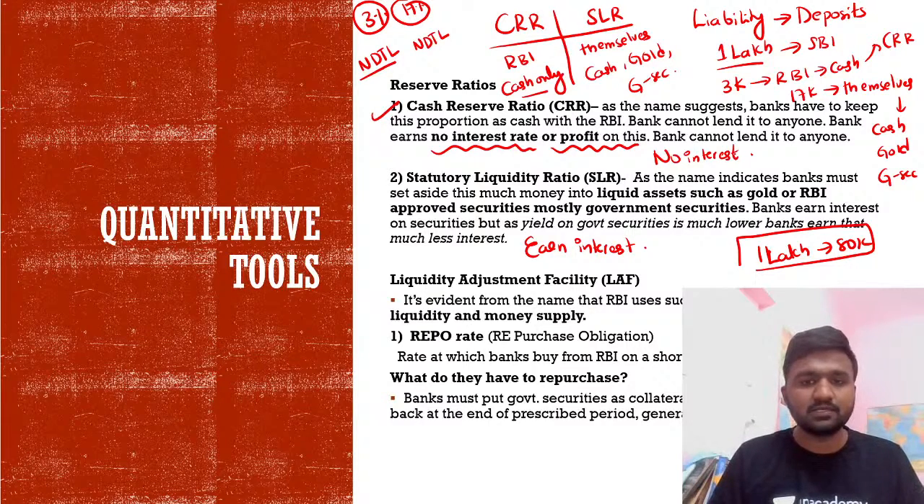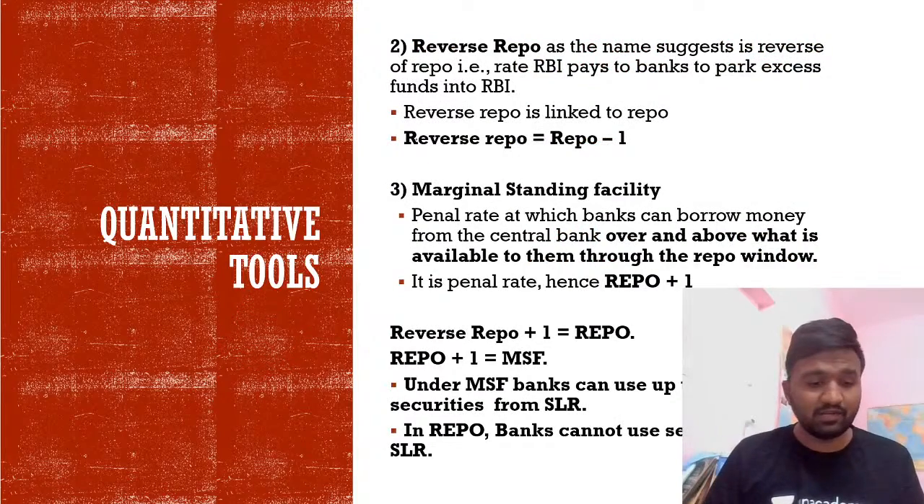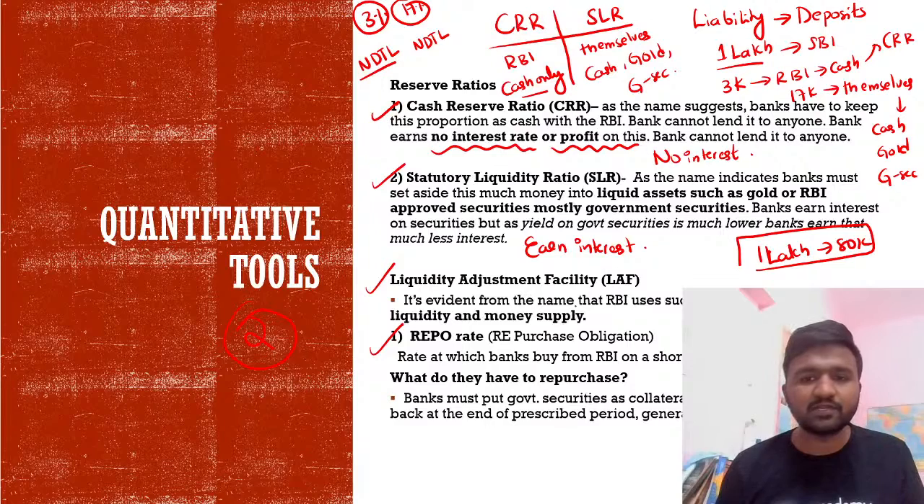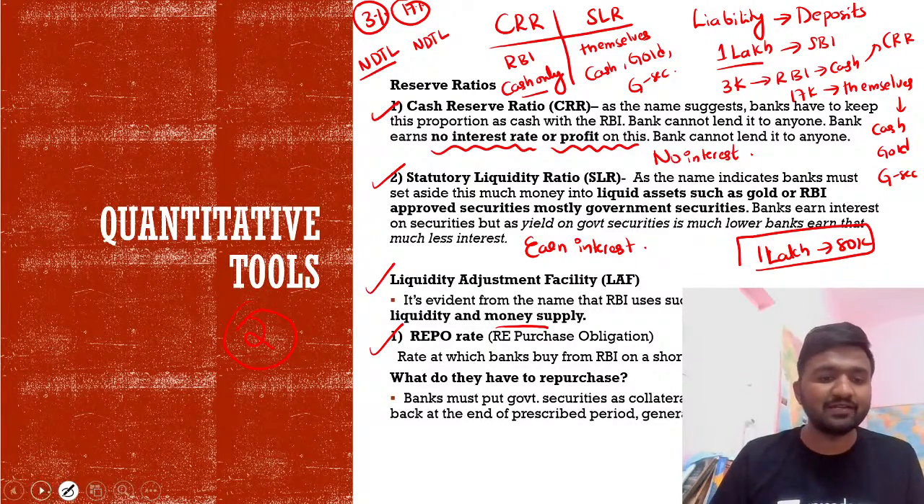Is it clear? Okay, this is all about CRR and SLR, the two quantitative tools. Then comes the liquidity adjustment facility. In that you will get repo, reverse repo and marginal standing facility. What do you mean by this? Understand this: liquidity adjustment facility, by the name you can say we use this to adjust the liquidity of the money supply. Then tell me, what do you mean by liquidity?